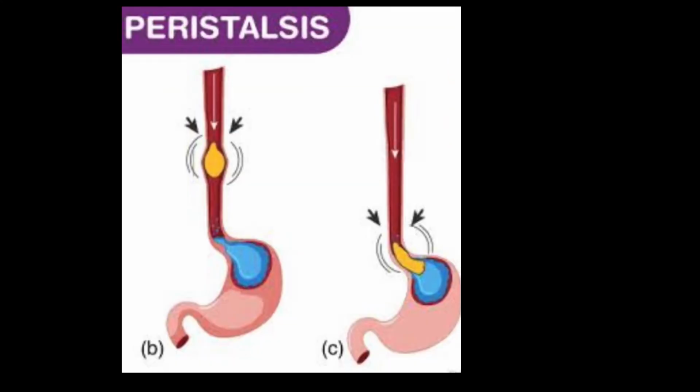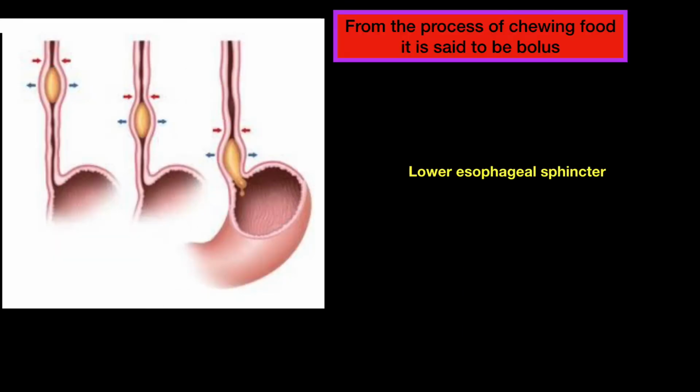After the beginning of swallowing, peristalsis starts in esophagus as a result of signaling from brain. Peristalsis is a series of wave-like muscle contractions that moves the food through digestive tract. From the process of chewing, food is said to be bolus. When bolus reaches the end of esophagus, lower esophageal sphincter relaxes and lets the food pass into the stomach. This sphincter also prevents backflow of food from stomach to esophagus.